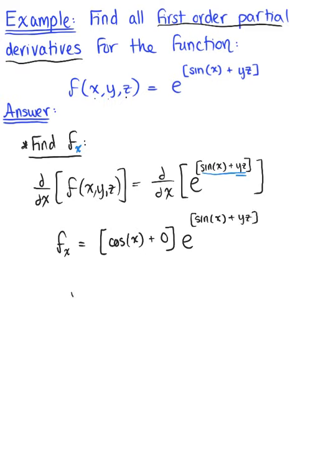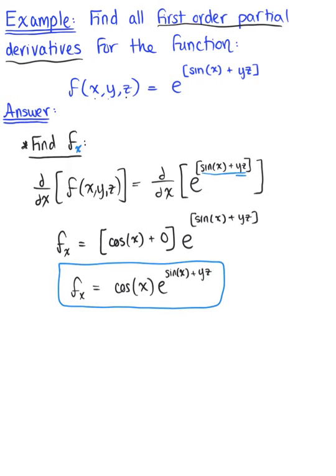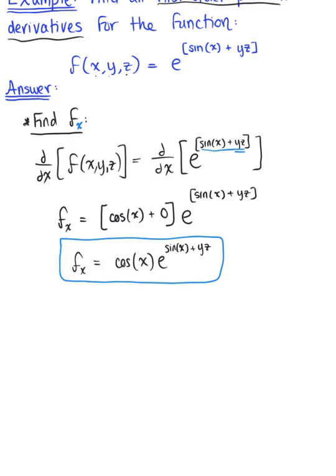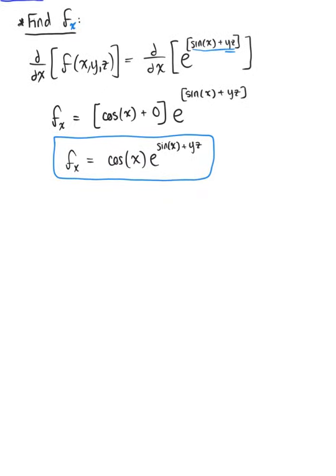And of course, we would simplify this and say that's the partial derivative of the function with respect to x is defined as cosine of x multiplied by the natural exponential raised to the sine x plus y, z. And so that is the beautiful final answer here for the partial derivative of this function with respect to x. So now we want to go ahead and find the partial derivative of the function with respect to y.